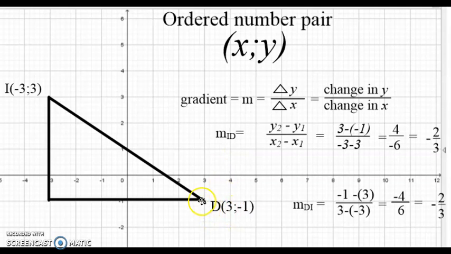But I could have alternatively decided to calculate the gradient of DI. So if I had done DI, I would have had minus 1 minus 3. That will give me minus 4 over 3 minus -3, which will give me 3 plus 3, 6. So that will also give me negative 2 over 3. So it does not matter which one I choose to make y1 and which one I choose to make the second coordinate. It will give me the same result. But I must remember, whatever y2 I have, the corresponding x at that value must be x2.